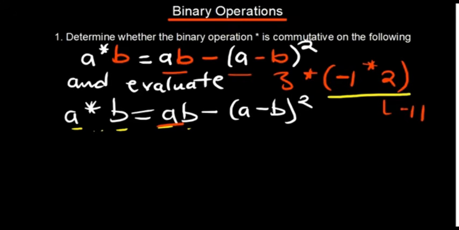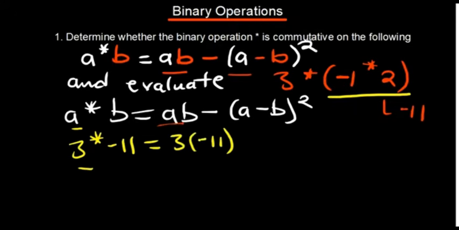Then we can determine a binary operation. Binary operation means only 2 things are involved, so you can't solve it at a go. It's step by step. So we now have 3 star negative 11 equal to. Our A is 3, then our B is negative 11, so minus. In the brackets we have A minus B. In this case our A is 3, so we have 3 minus negative 11.